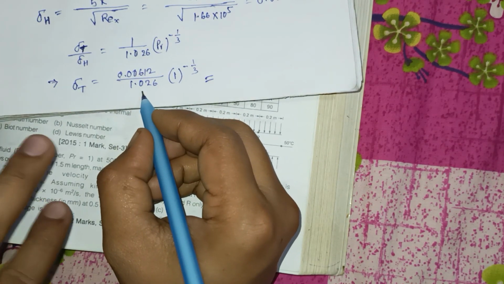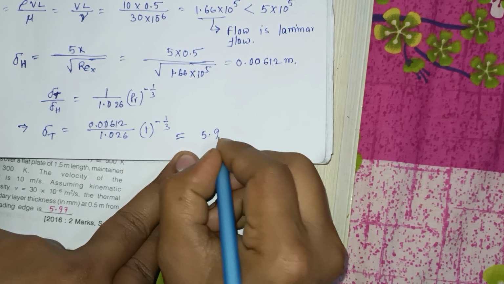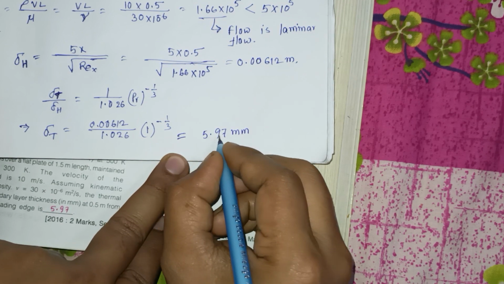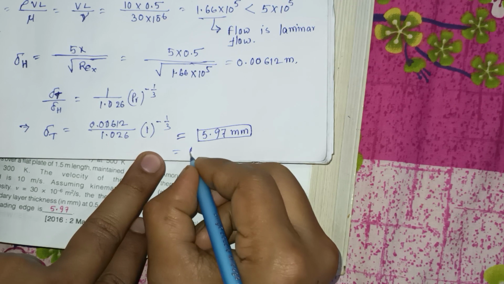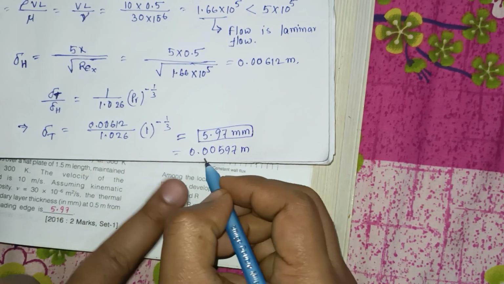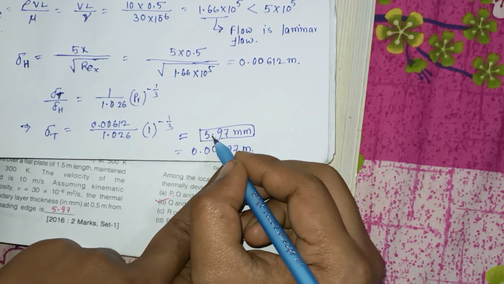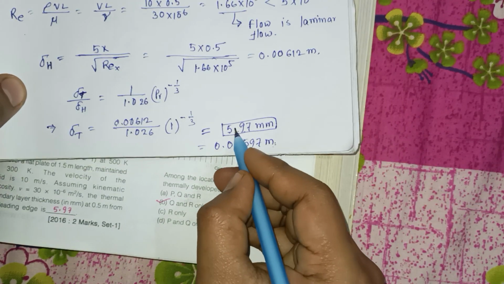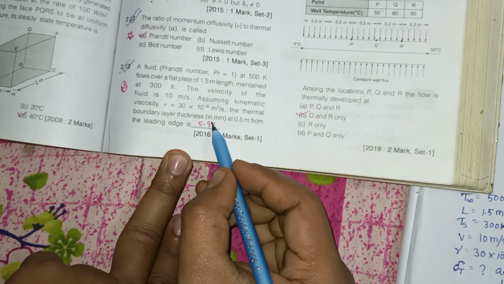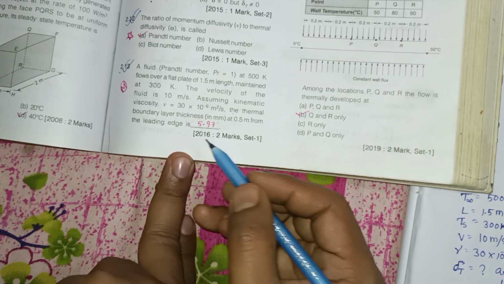0.00612 divided by 1.026, then this value will be 0.00597 meter. If you multiply this by 1000, you get 5.97 millimeter. So here the correct answer is 5.97 millimeter. So in this question, the thermal boundary layer thickness in millimeter at 0.5 from the leading edge is 5.97. Okay, so this is the correct answer, 5.97.